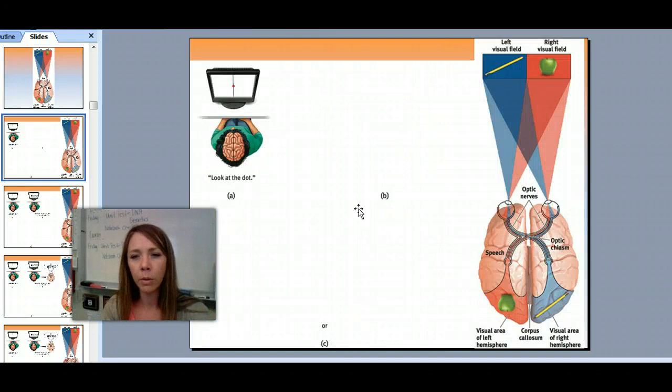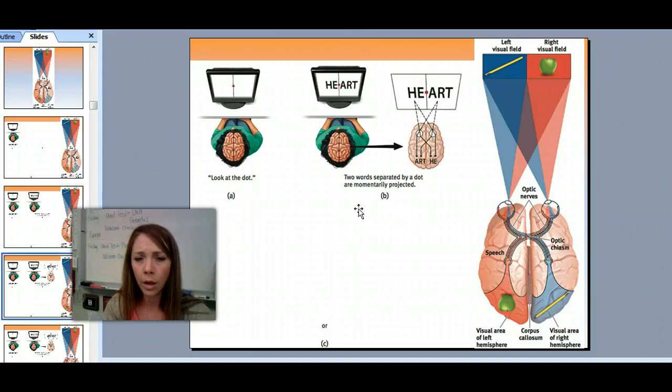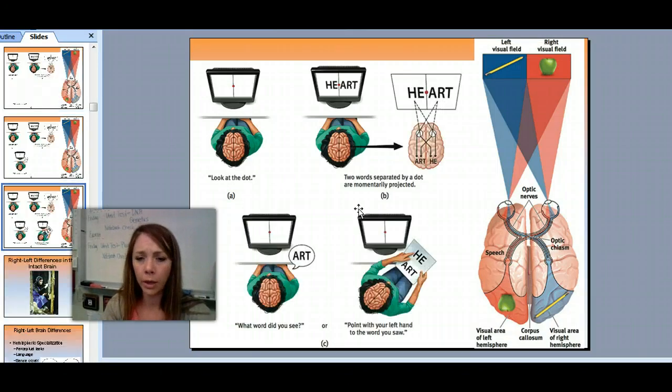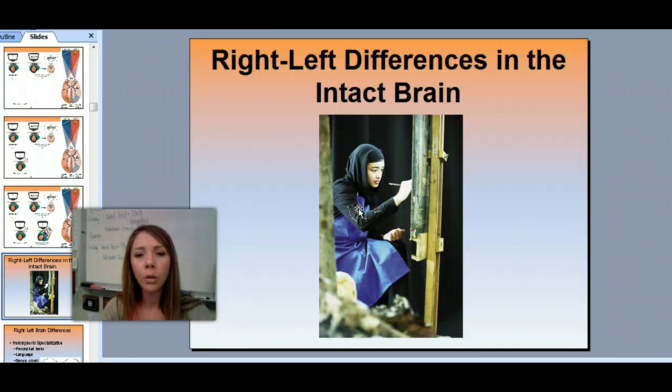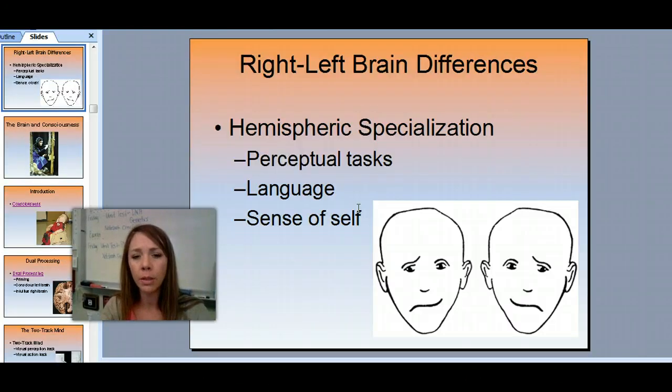And we went through this, but I'll probably go through this Sunday before. Look at the dot, two words, goes to different parts of your brain, and then point to what you saw. So depending on what you saw in your left or your right visual field will depend on what you can say and what you can point to, because your sensory and your motor also go to opposite parts of the brain. Other right brain, left brain interactions: remember that some things like language, your sense of self, and perceptual tasks are localized in different parts. Your language is in your left; your perceptual tasks and your sense of self are in your right.